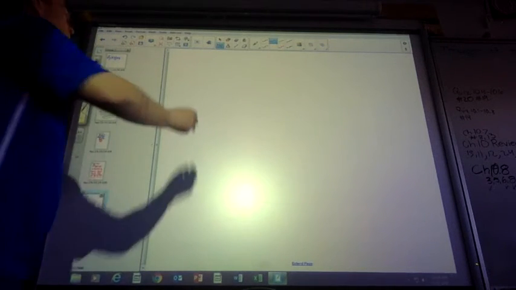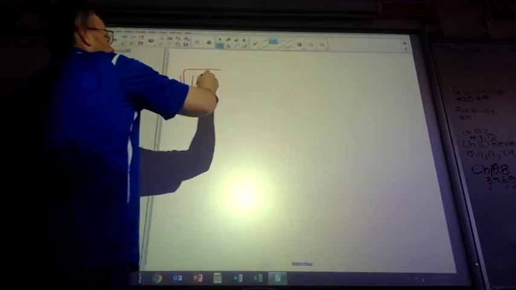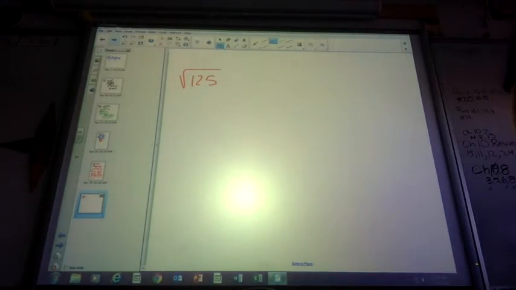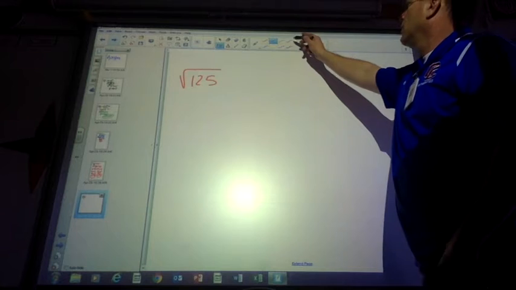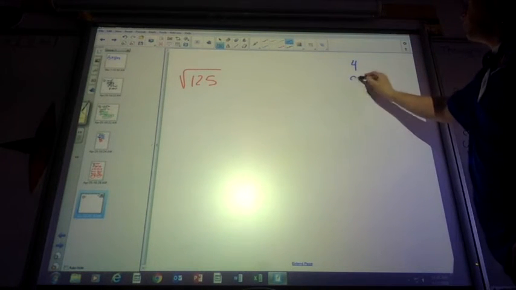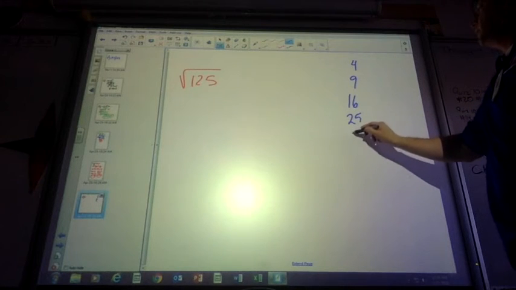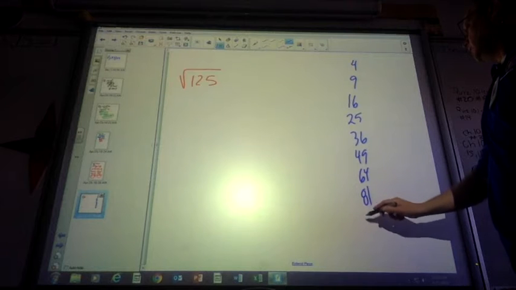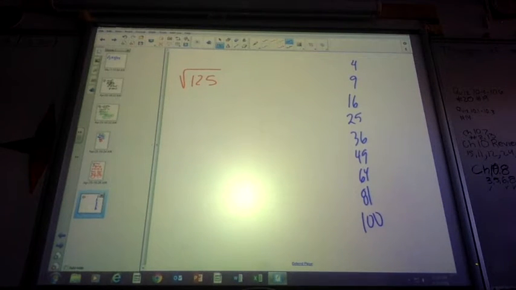So let's say we have square root of 125, okay? Yes, I understand your calculator will give you 11 point something that goes on forever. I get it. But I want an exact answer. We're going to talk a little bit more about exact answers here in a few minutes. But what I'm going to do is think about my perfect squares. So I know I have 4, 9, 16, 25, 36, 49, 64, 81, and 100, right?